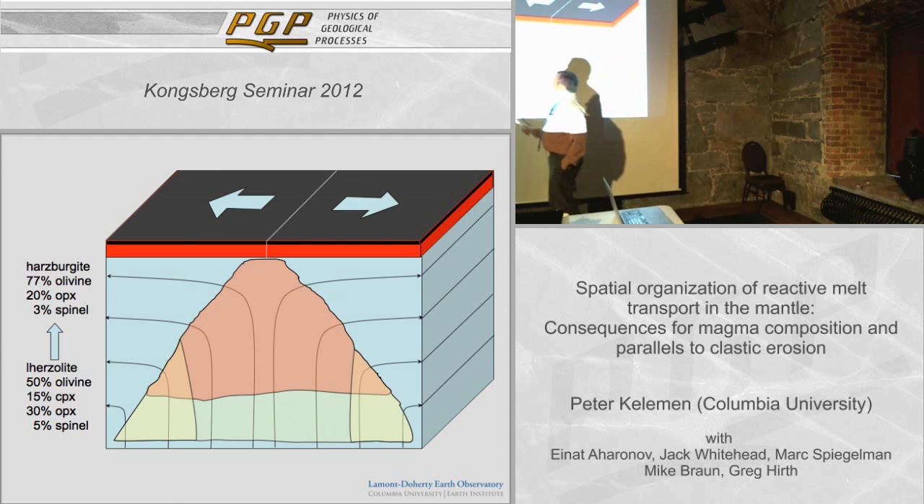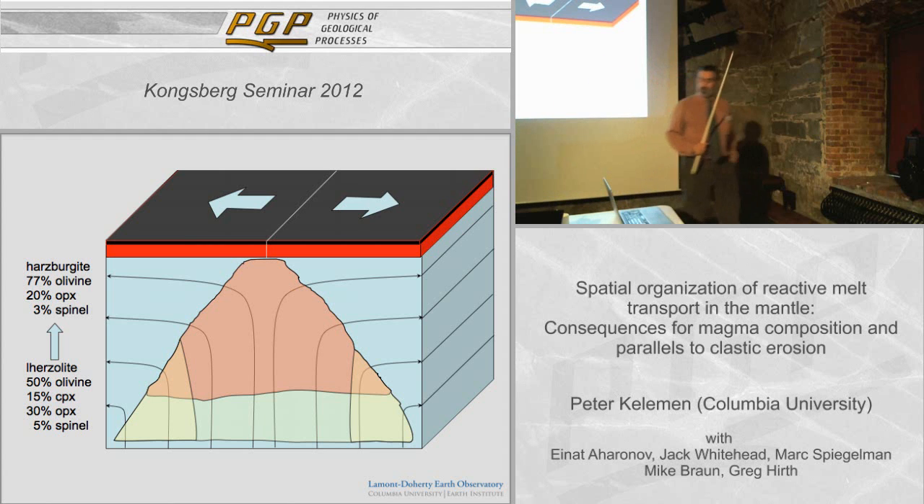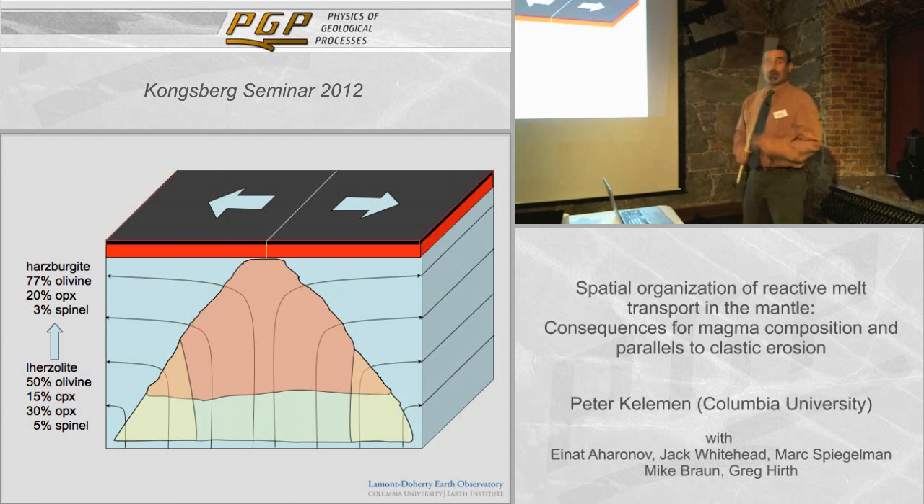And then I just want to make sure you know some rock names. Lherzolite, lots of pyroxene. Harzburgite, less, but quite a lot of orthopyroxene. Still, dunite, of course, is almost 100% olivine.